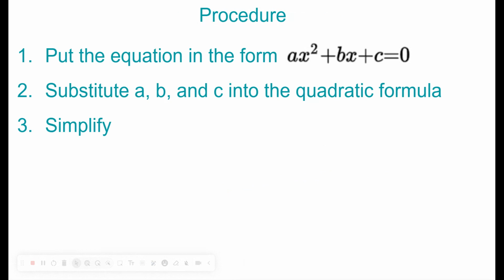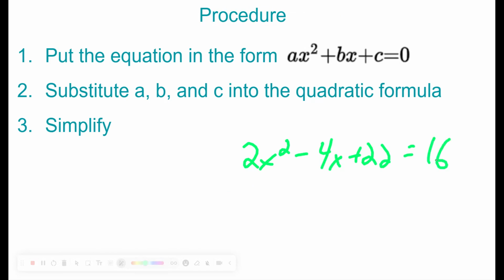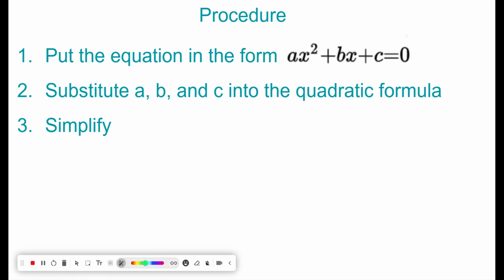I guess the best way, procedure first. So you're going to put the equation into the form ax squared plus bx plus c, and that equals 0. Make sure that it equals 0. You're definitely going to be facing problems that look like 2x squared minus 4x plus 22 equals 16. Something like that. Make sure that you have it equaling 0. It needs to match that. Substitute a, b, and c into the quadratic formula and simplify from there.